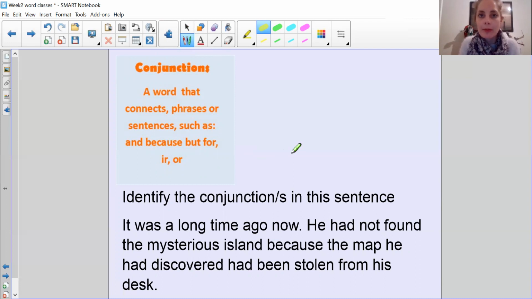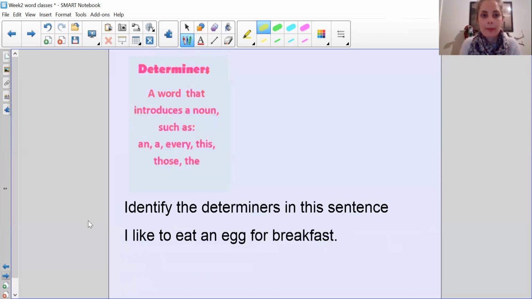Right, if you need more time, pause the video. Otherwise, hopefully you have discovered the word because. It is linking those two together. Right, he had not found the mysterious island. The map he had discovered had been stolen from his desk. Okay, so those are the two sentences that we are linking together with our conjunction because.